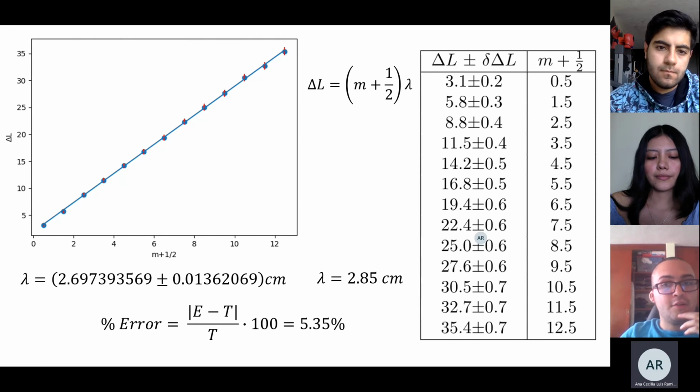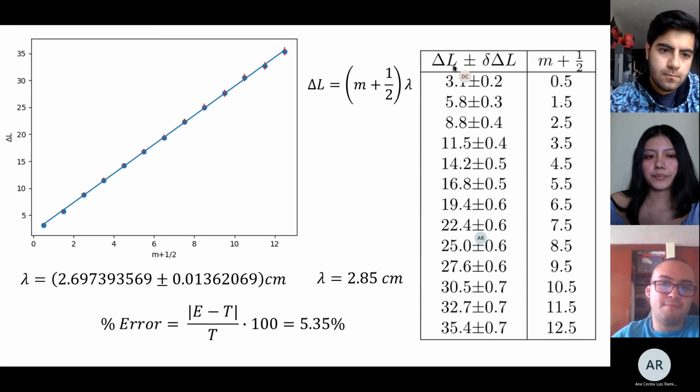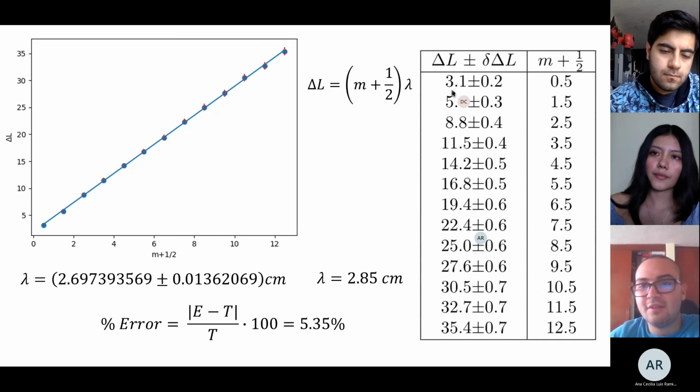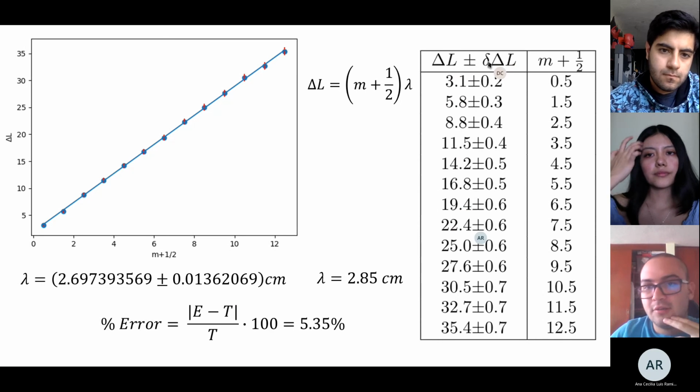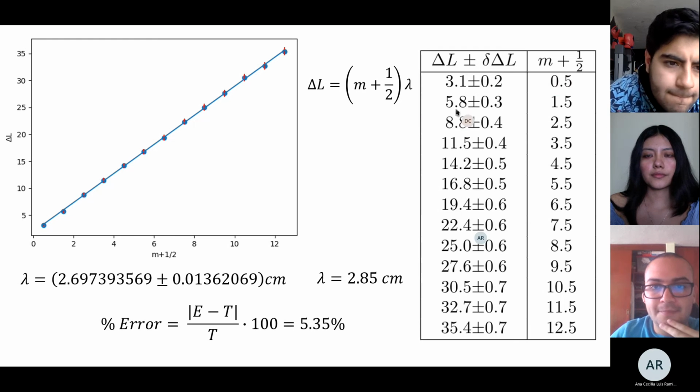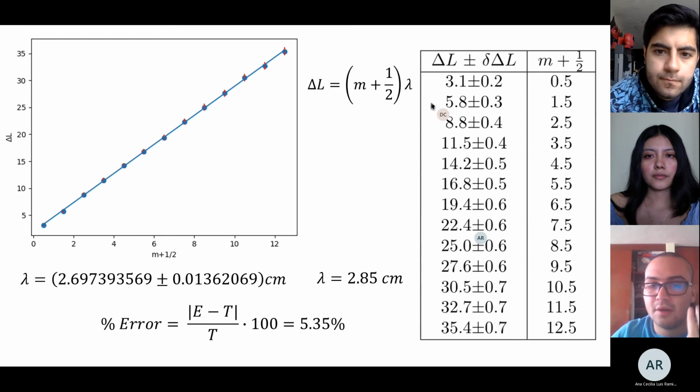So for the first series of h, we calculated the optical path length for each h, with each associated error, with the equation from before. And we evaluated for all the m plus 1/2, which is the equation of the minimum condition. And then with this data, we made a plot in Python. These red lines are the error.